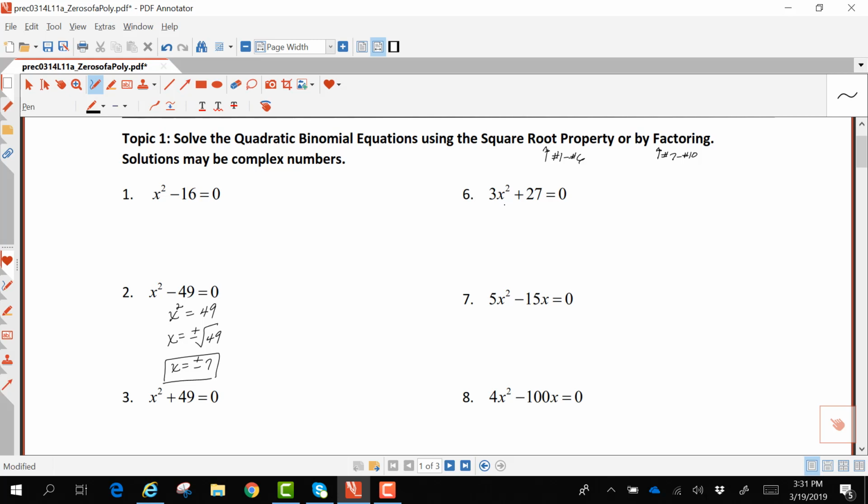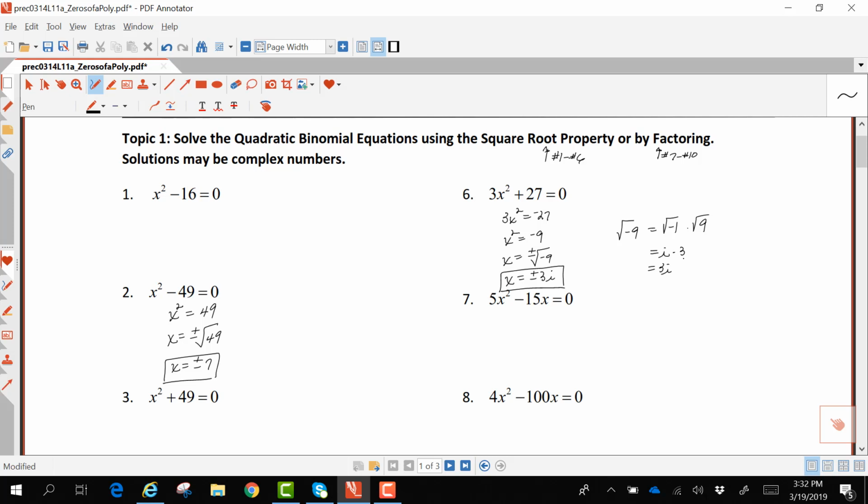Trying to isolate the x squared by subtracting the 27 off of each side of this equation, then dividing by 3. Now when we take the square root, remembering the plus minus, we can determine these values by using the imaginary number, resulting in a plus minus 3i, again where we get two solutions. So remember, the square root of negative 9 is the same as the square root of negative 1 times the square root of 9, which is i times 3, or 3i.